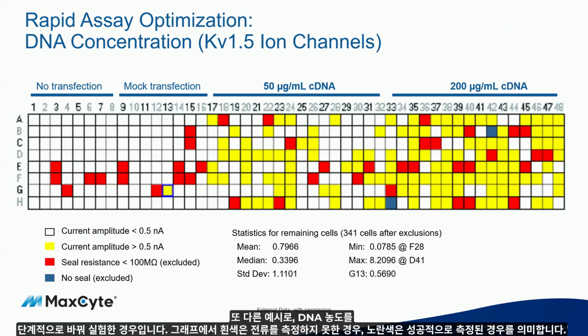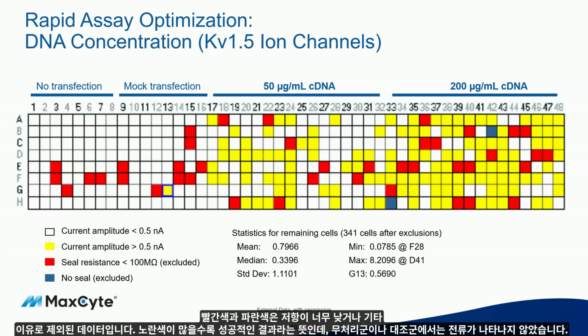In this ion channel example, they also tried titrating different DNA concentrations. Here you can see the plate, where anything that's white means they didn't measure any current. Anything with yellow means it was a successful measurement. Anything in red means it was a measurement, but the resistance was too low, so it was excluded. And blue is also excluded. So more yellow is good. As you can see here with no transfection or mock transfection, since the cells did not get the ion channels, they will not produce any current, which is what they saw.